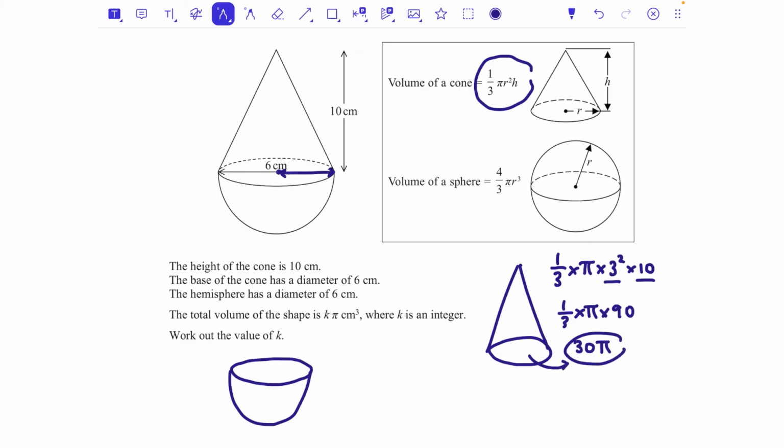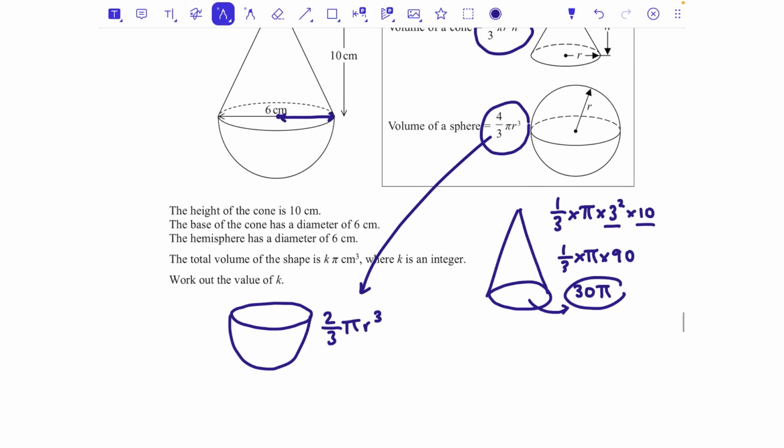For your hemisphere, now there's a couple of ways you can do this. The volume of a whole sphere is this. If you want a hemisphere, you can just do 2/3 pi r cubed. However, you can also do 4/3 pi r cubed and just half it if that makes more sense to you. But equally, a little bit quicker to do 2/3 pi r cubed, so I'm going to do that here. 2/3 is half of 4/3, so you end up with half as much.